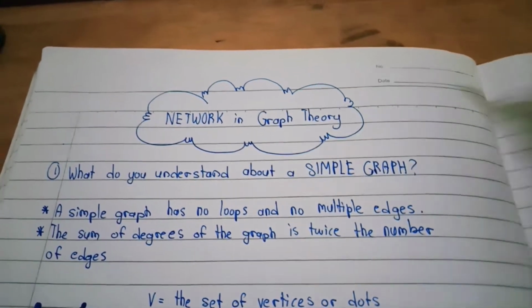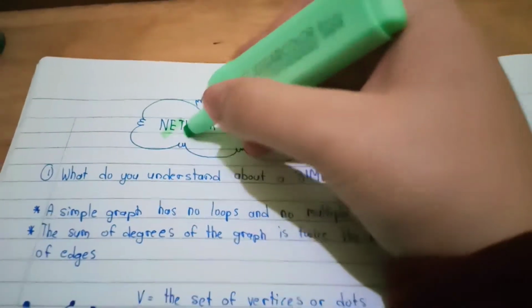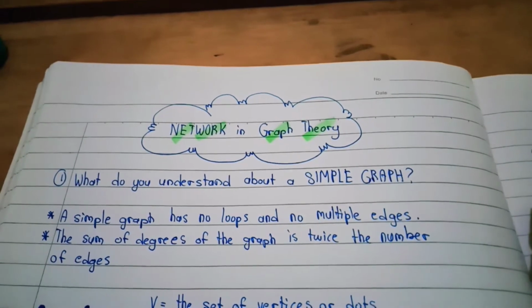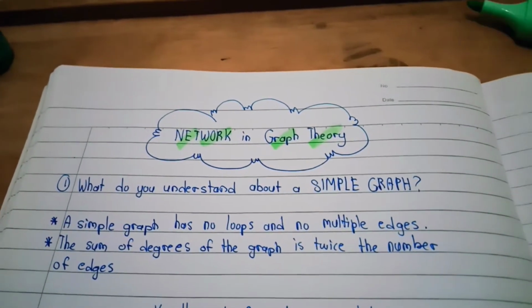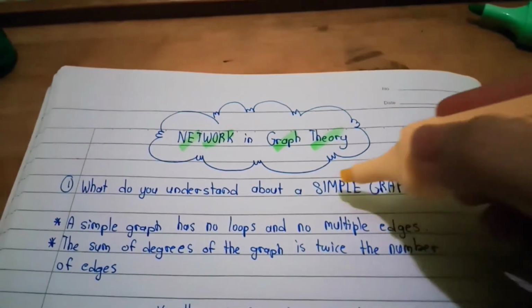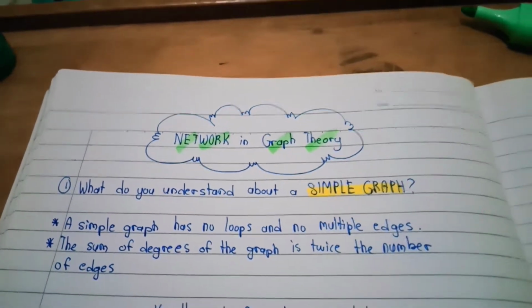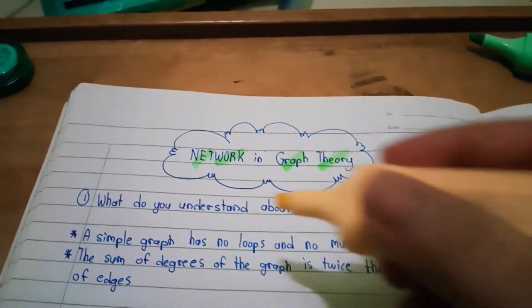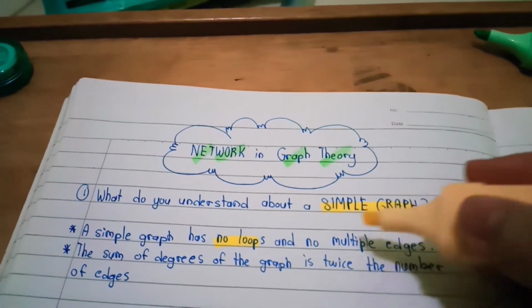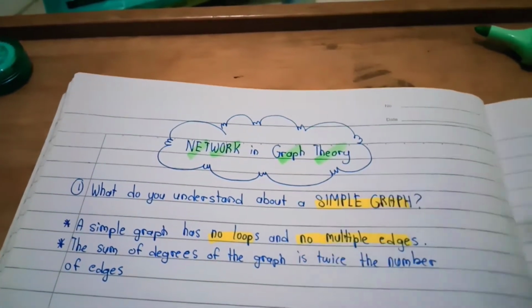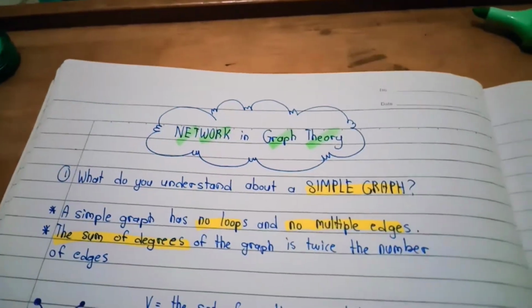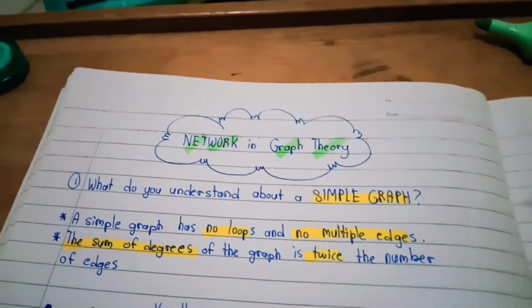All, in graph theory, you will learn about a simple graph. So, what do you understand about a simple graph? You need to know that in a simple graph, there are no loops and no multiple edges. The sum of degrees in a simple graph is twice the number of edges.